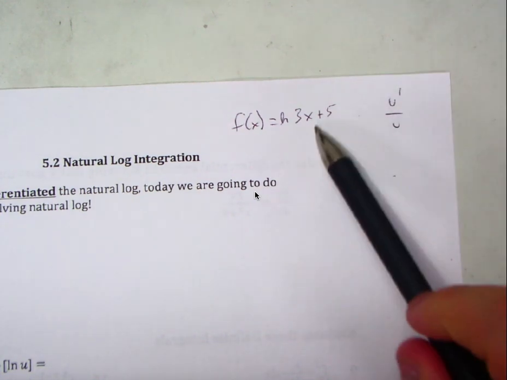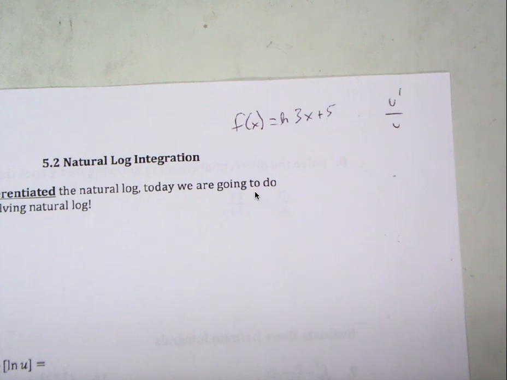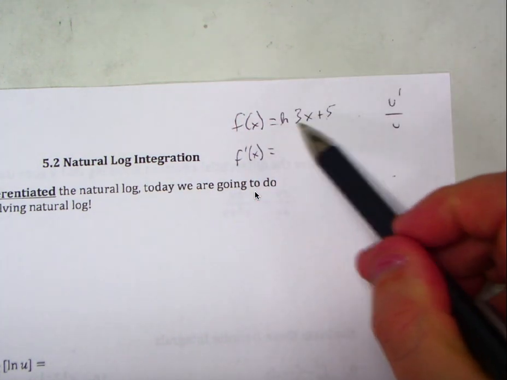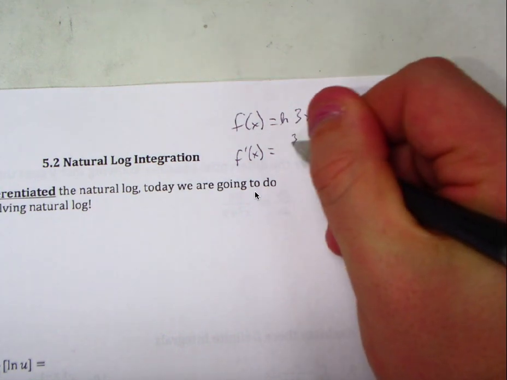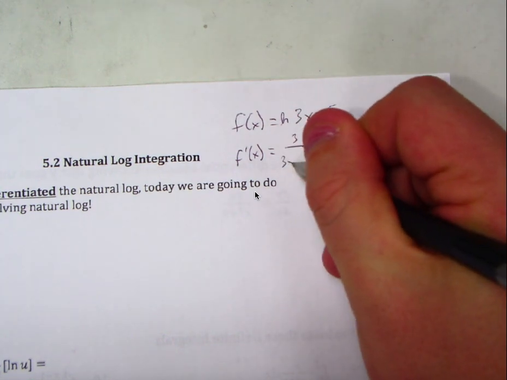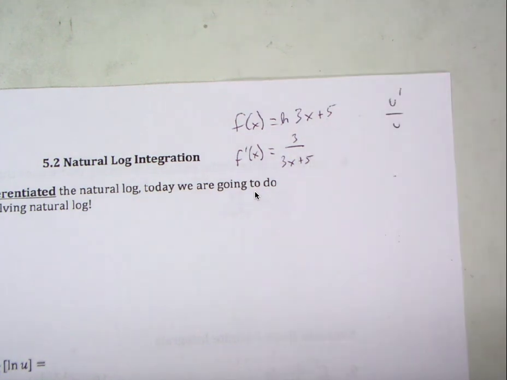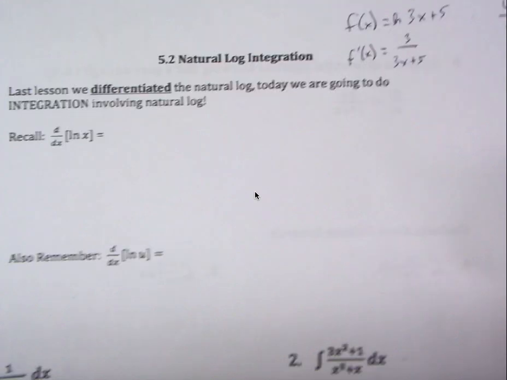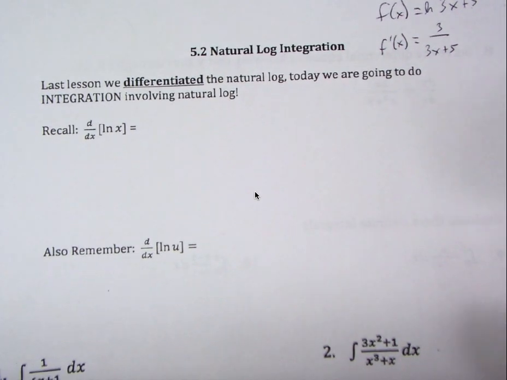It's the derivative of the argument over the argument. So the derivative of this would be 3, because that's the derivative of the inside, over 3x plus 5. Okay, so that's our derivative rule for natural logs. Today is all about natural log integration.